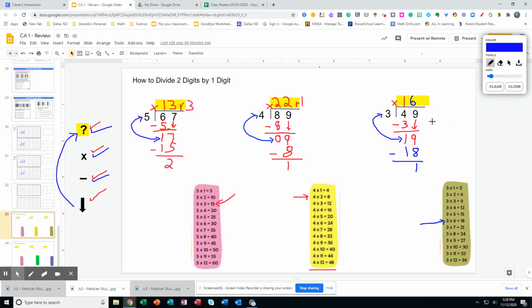There's nothing to bring down. You can tell 9 was the last number because it has an arrow. So 16, remainder 1. And that's how you do it. So again, this is multiplication table of 5, multiplication table of 4, multiplication table of 3. And the idea is to get close to the answer without going over. And remember, step 1, 2, 3, 4.